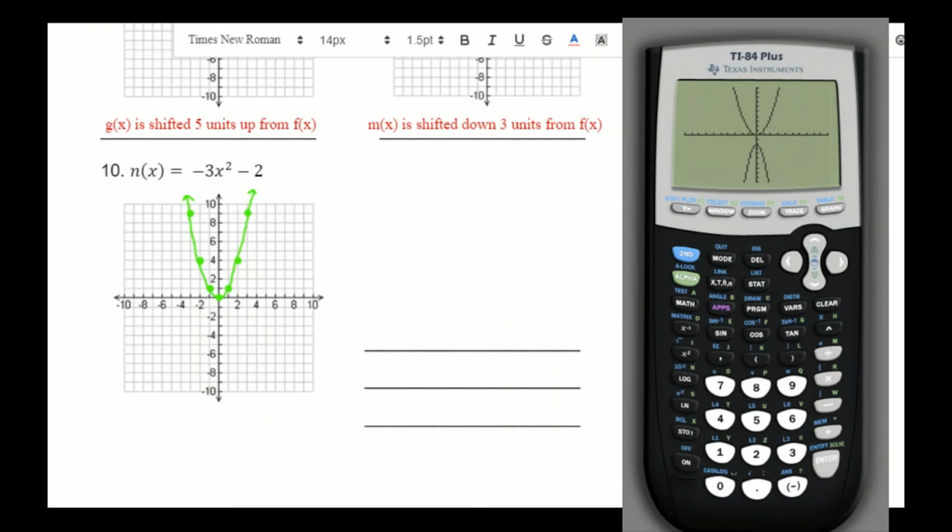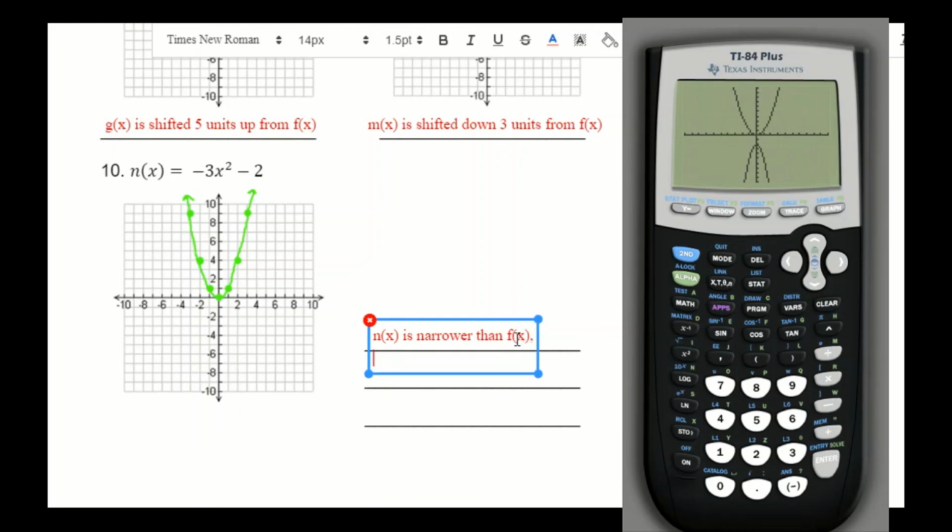Okay, so I'm going to actually describe it first here. I'm going to shift gears from how I did the previous couple problems, and I'm going to just type out the transformation. So n of x is narrower than f of x. Okay, that's the first thing. Second thing is it's reflected over the x-axis. And then the last and final thing is that it's shifted down 2 units. Okay, so you got to account for all 3 of the transformations.